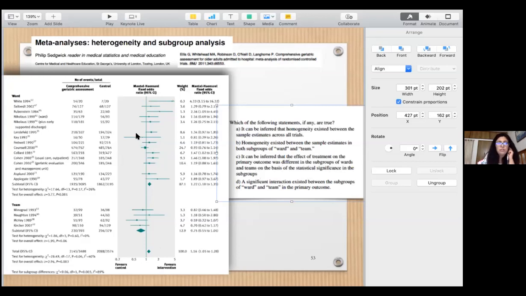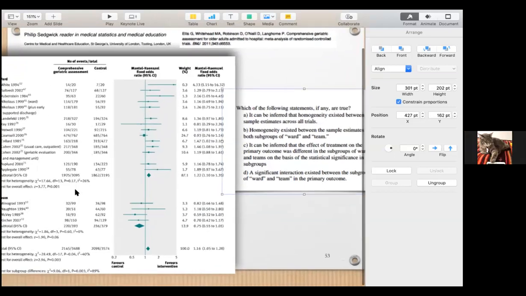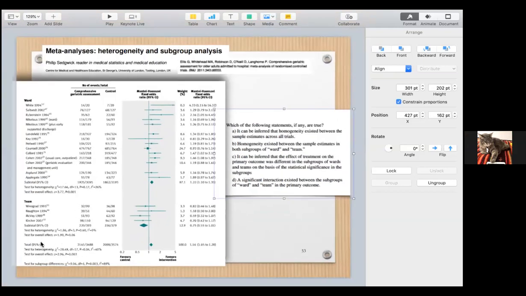So what is the statistical significance in the ward subgroup of the overall effect? Where is the overall effect here? This is a test for overall effect, isn't it? The alpha is 0.001. That's it. Yeah, I can't really read. I'm over 40. Yeah, it's very small. So, yeah, it's correct. So it is significant, right? Yes. What about the alpha for this one, team?